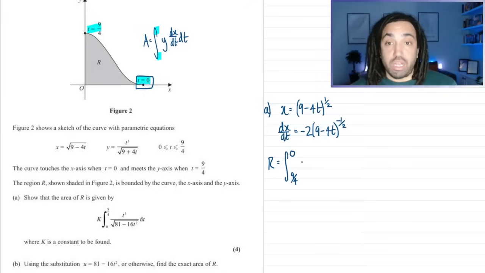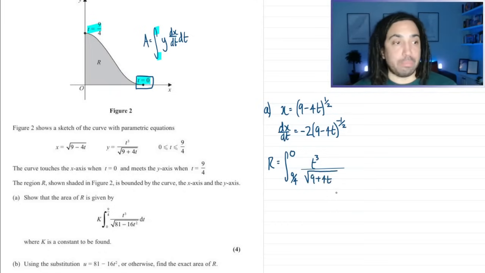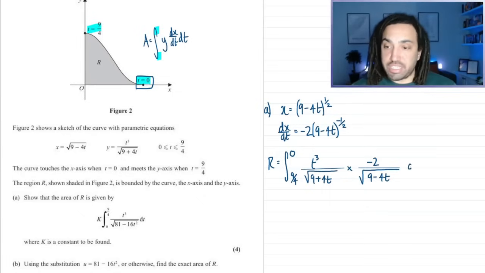So next thing to do is y, which is t cubed over the square root of 9 plus 4t, and then we're going to multiply that by dx by dt, which is minus 2 over, this bracket is to the power of minus a half, so I could write it on the bottom as a square root, so 9 minus 4t, and then that is dt.